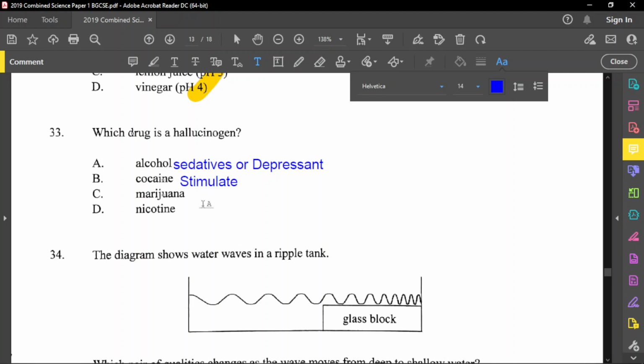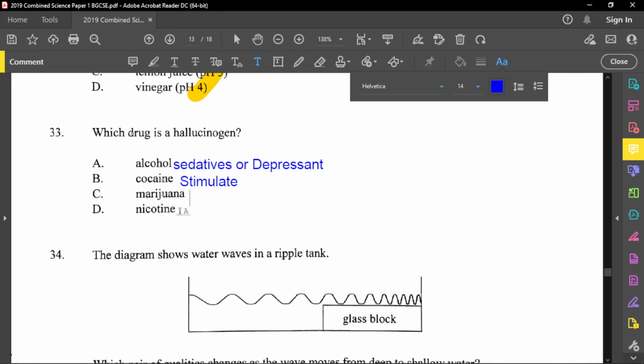Marijuana is a hallucinogen, and it also makes you see things. It energizes your body somehow, makes you feel high. And that high may not be good for you because it can become addictive, or it can also affect you otherwise.